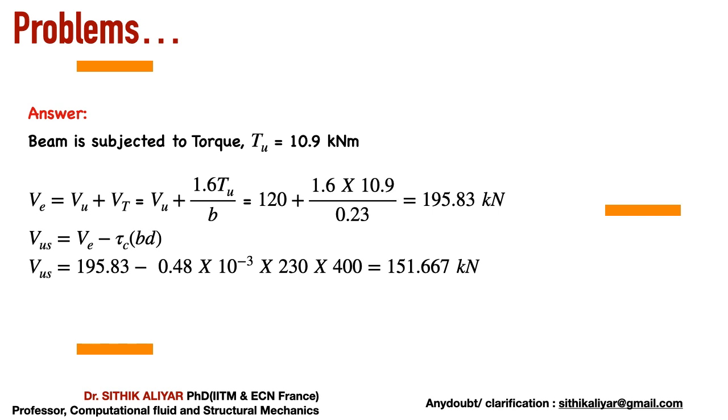But remember the question, they didn't ask you the equivalent shear force. They are asking for what shear force the stirrup should be designed. That should be the extra shear force, right? So Ve minus tau c b d you should put. That is 195 minus this tau c, 0.48 is given, times b into d. You substitute, you will get the answer 151 kilonewton. So the extra shear force to be designed is 151 kilonewton.